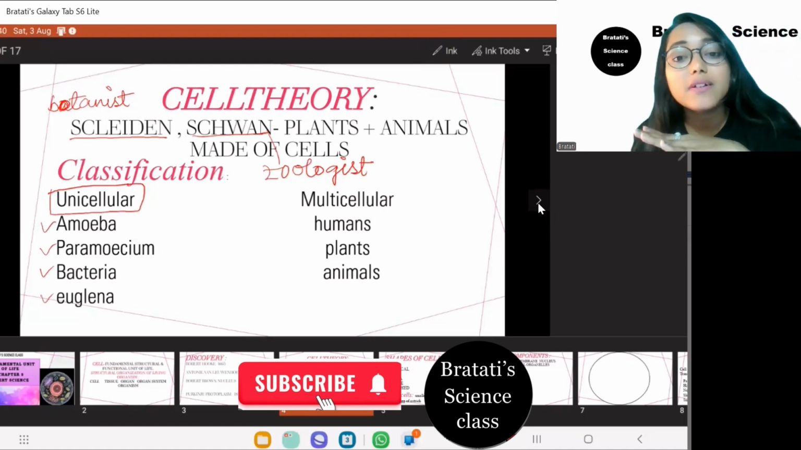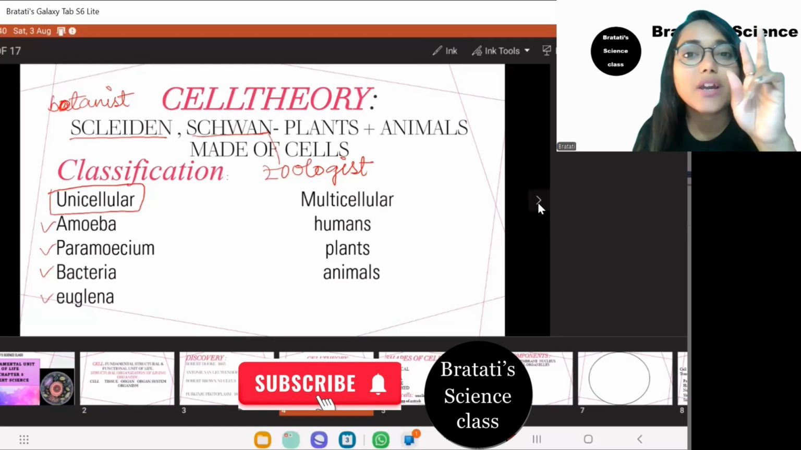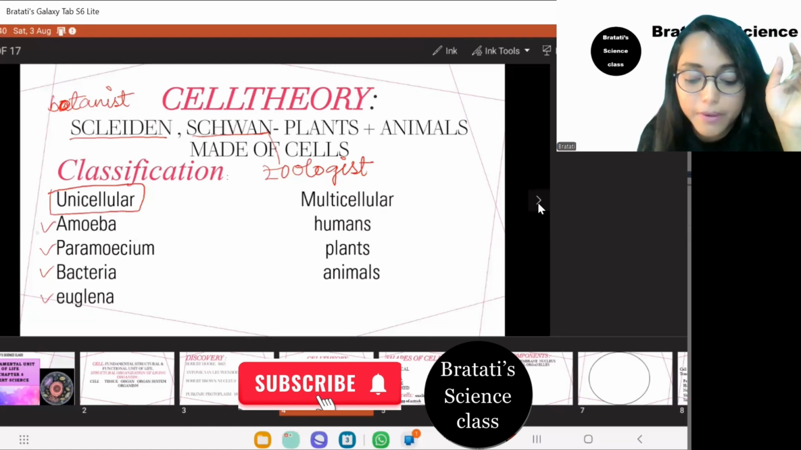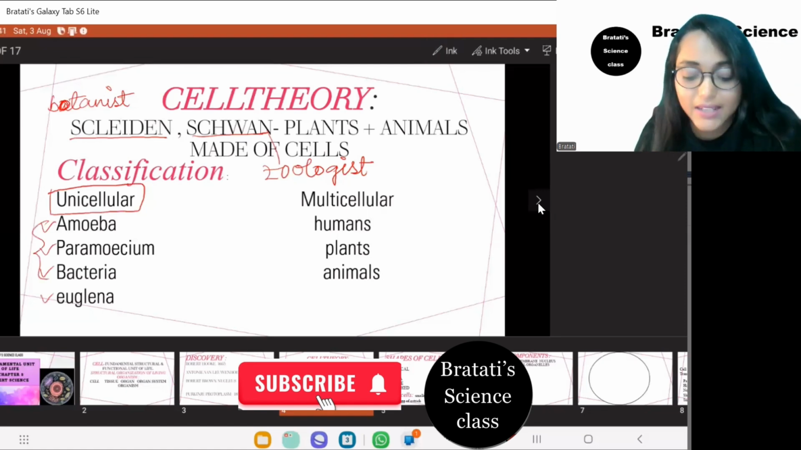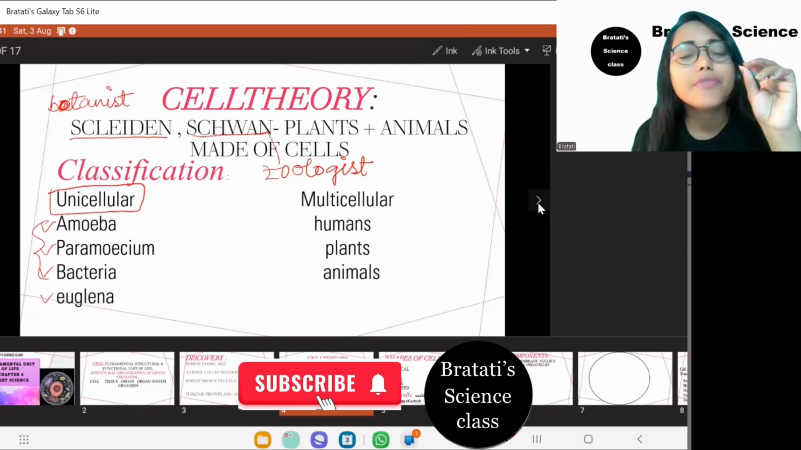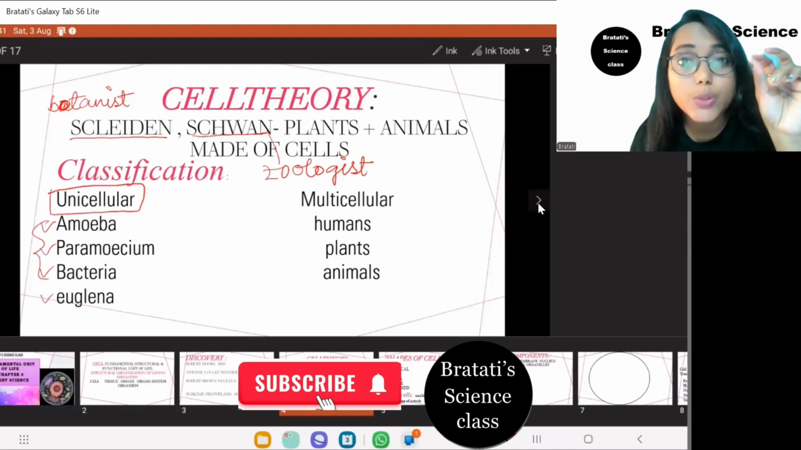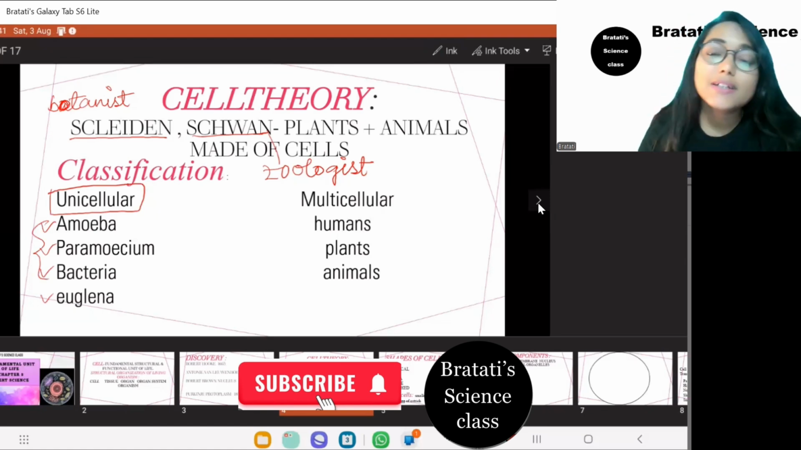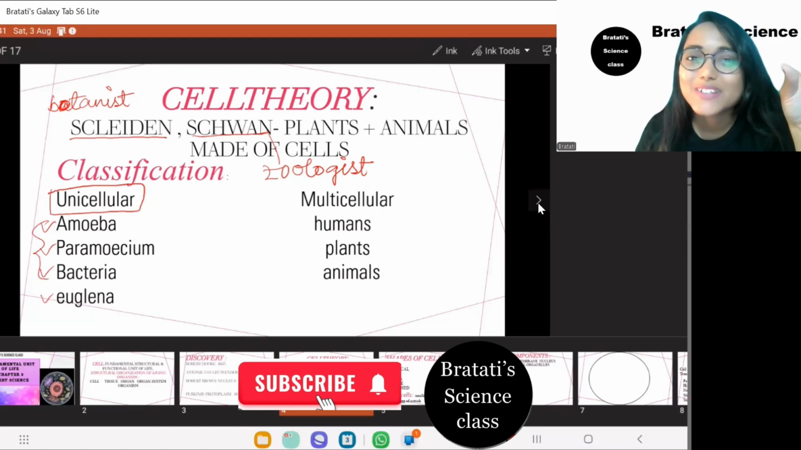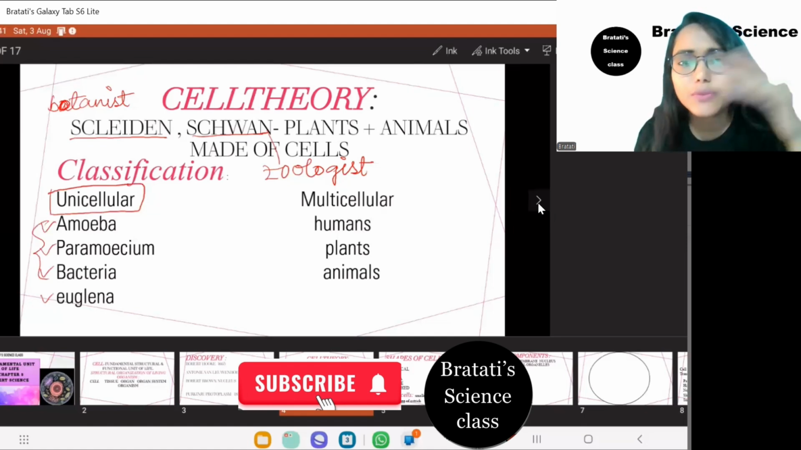Here again we will be learning about prokaryotic cells and eukaryotic cells. In this, amoeba, paramecium, and bacteria come in the prokaryotic category, and euglena comes under the eukaryotic category. Eukaryotic cells generally have a very clear nucleus, that is the control center, but prokaryotic cells lack the nucleus. Rather, they have a nucleoid. We will know this term in future. Soon we are coming to it, so hold on tight to your seat and get ready for the next thing.